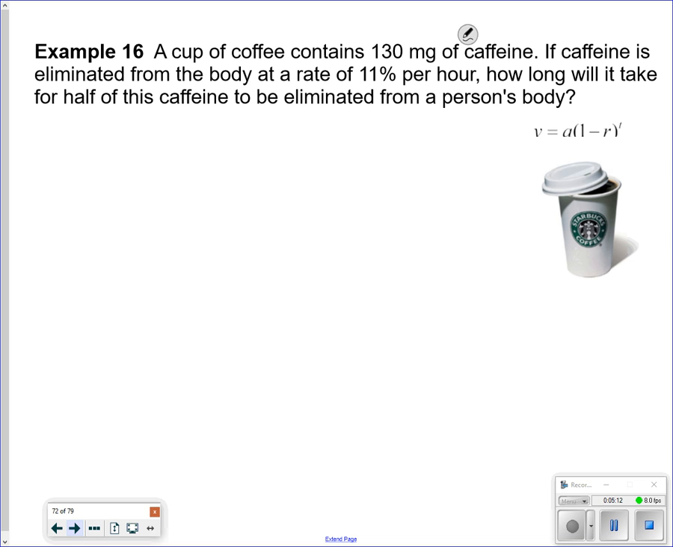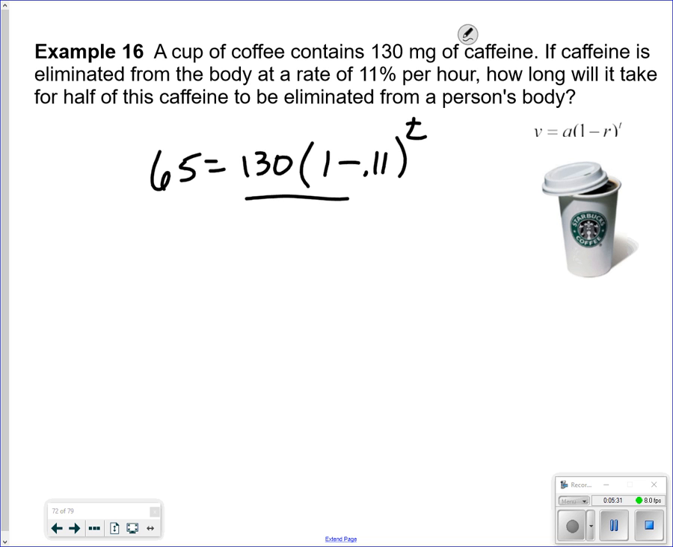So it actually doesn't matter how much you start with. They want to know how much you're going to end with. So I want half. So 65, 130 times 1 minus 0.11, so 11%, raised to the t. So that's what I'm looking for. So if I divide by 130, this is why the half really didn't make any difference. 1 minus 0.11 is 0.89 raised to t.